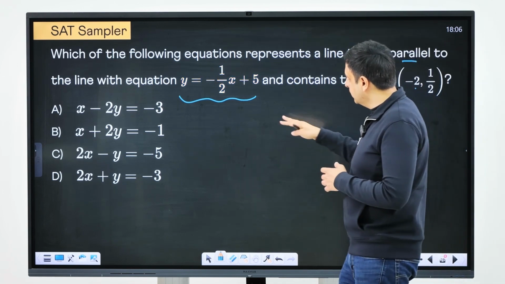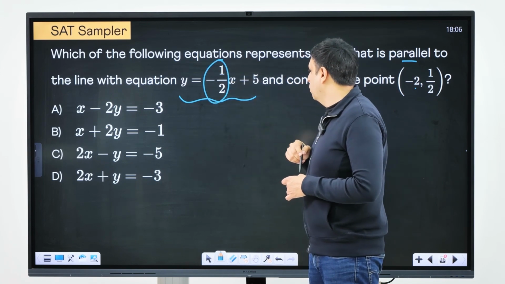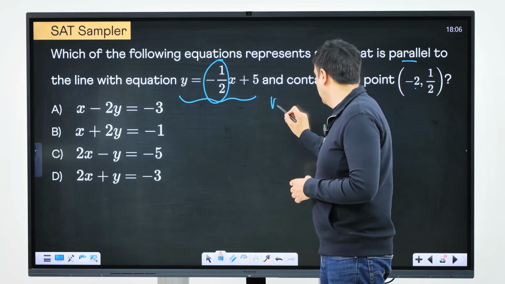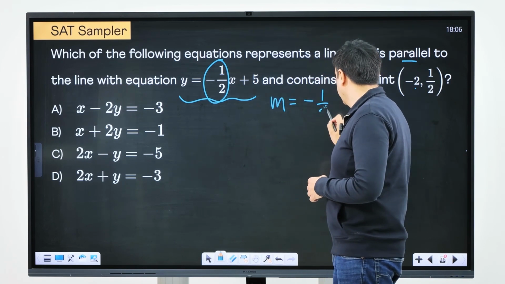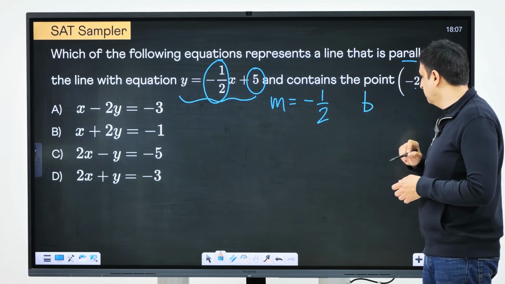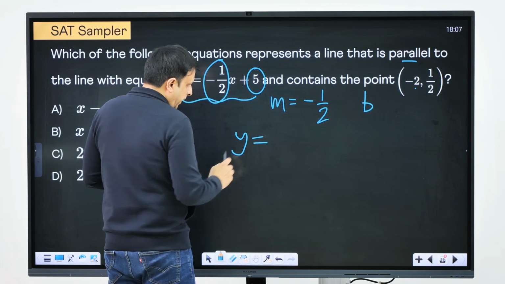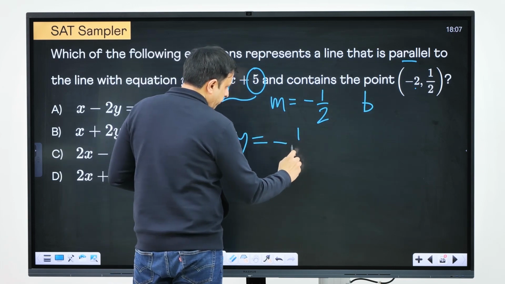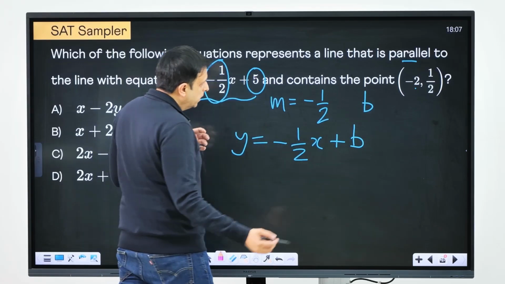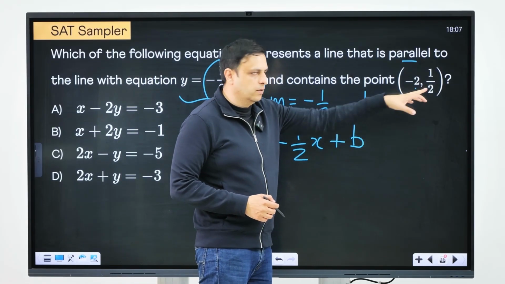Alright, so we're looking for a line that is parallel to this line. This line has a slope of negative 1 over 2, so the line we are trying to find should also have a slope of negative 1 over 2. Let's assume that the line we are looking for has y-intercept b. So we can write the line we seek as y is equal to negative 1 over 2x plus b. Now we are also told that the line contains this point, negative 2 comma 1 over 2.